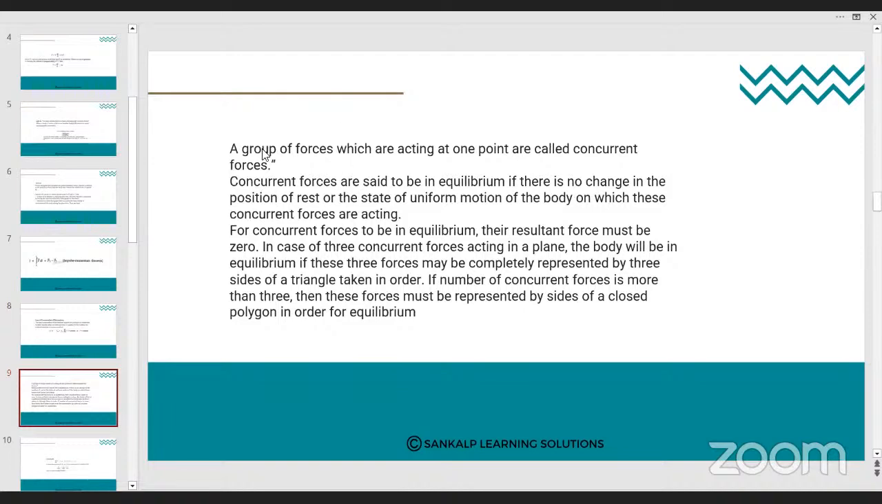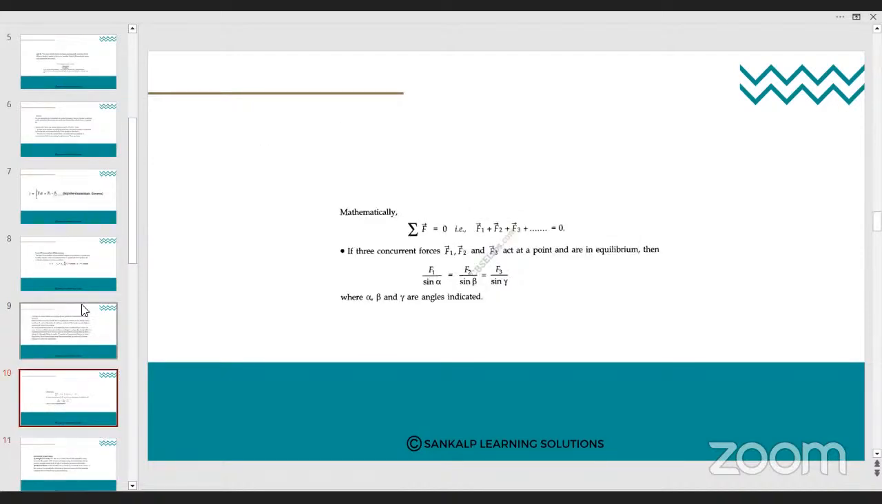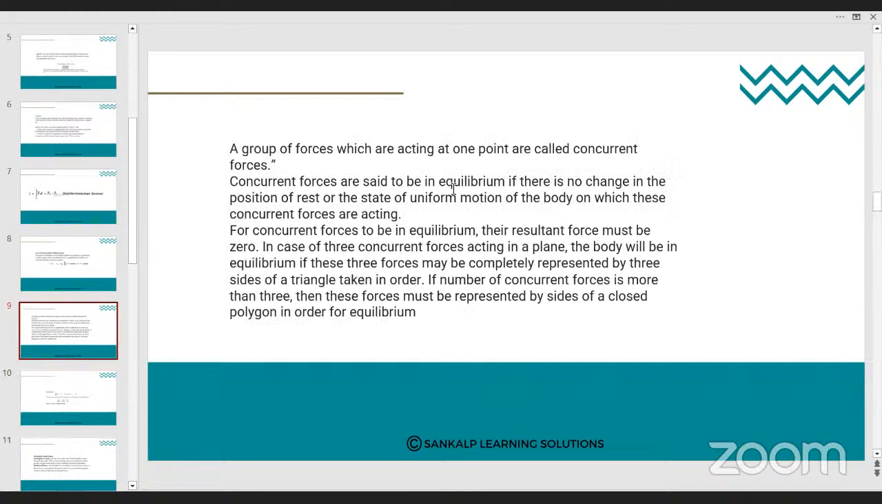The next point is concurrent forces, which we are studying. So what do you mean by concurrent forces? See, concurrent forces means what? A group of forces acting at one point are called concurrent forces.